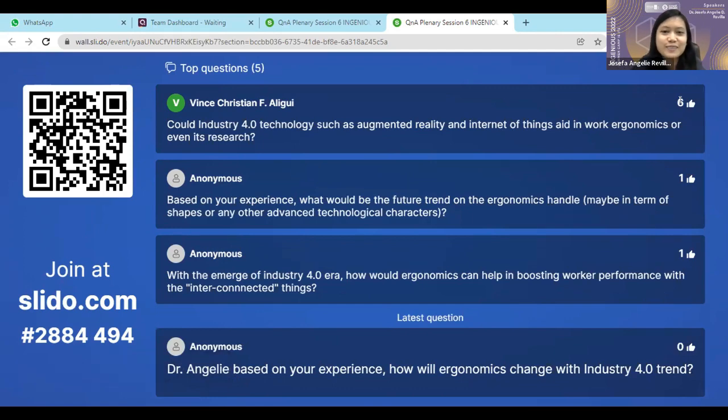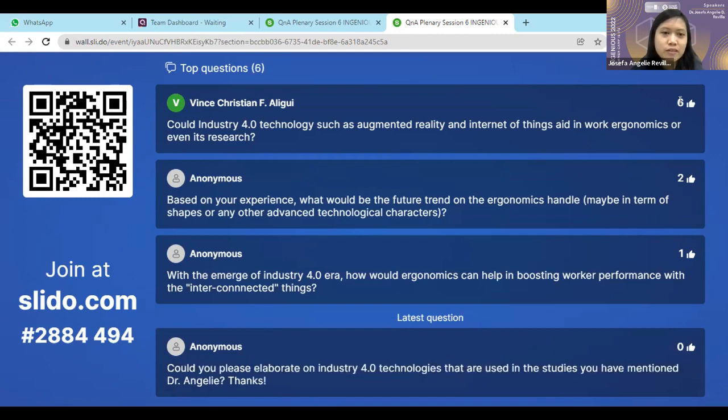I think, Dr. Angelie, these things, augmented reality and Internet of Things, can definitely aid in work ergonomics or in this research. However, given our progress in this research, I think it is still necessary to first establish the baseline values. Once we have those, then we can proceed with using such technologies. But definitely, these technologies can help in the progress of this research, and even in other ergonomic research. Okay, thank you, Dr. Angelie, for a very detailed explanation.